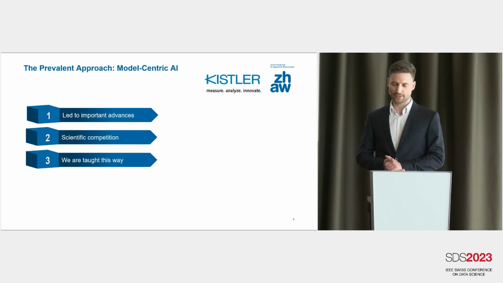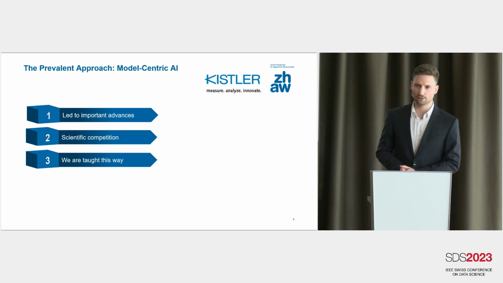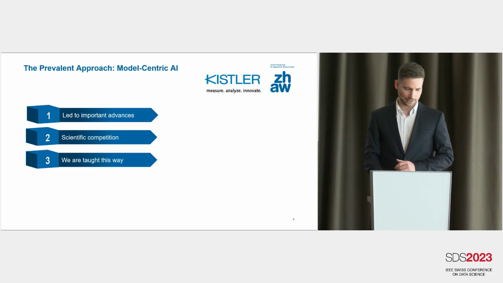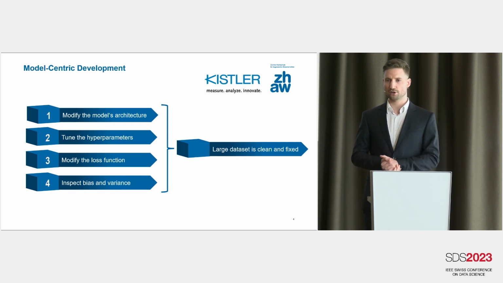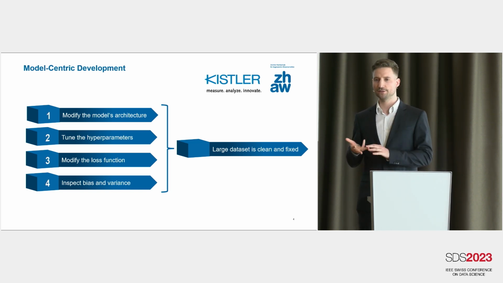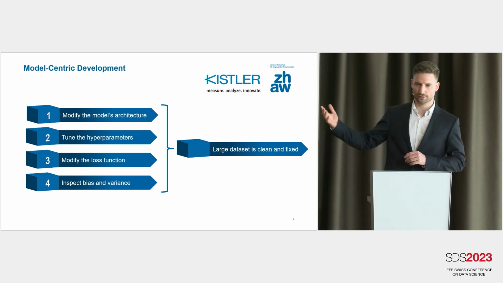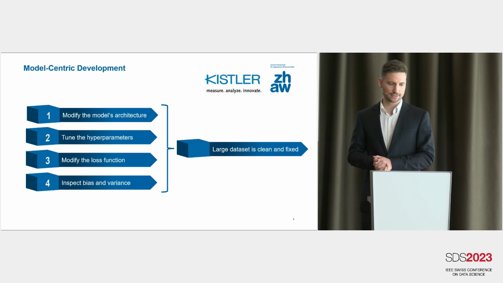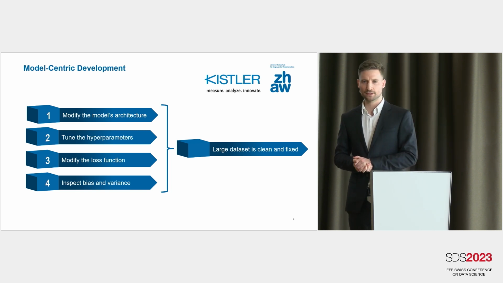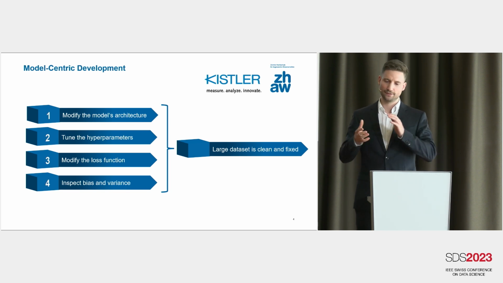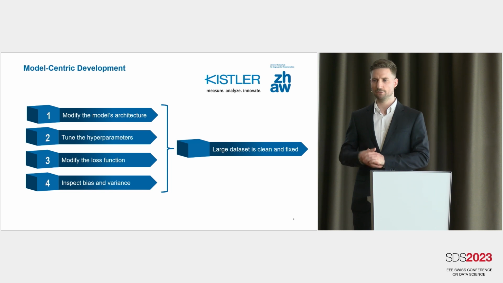At the same time, machine learning engineers are taught to think in this model-centric way, because scientific competition is also driven by the performance evaluation of a model on a fixed data set. Therefore, we are taught to tune the model's architecture, to tune the hyperparameters, to modify the loss function, and to account for high bias or high variance, all under the assumption that the data set is clean and fixed. These techniques work best when the data set is clean, but sometimes it happens that even if the machine learning engineer applies all of these techniques perfectly, we still cannot achieve the accuracy we want to achieve.